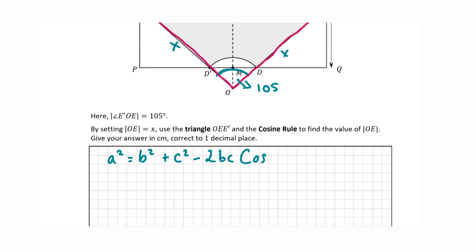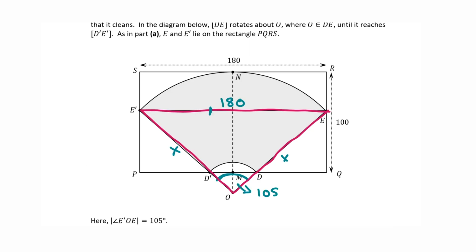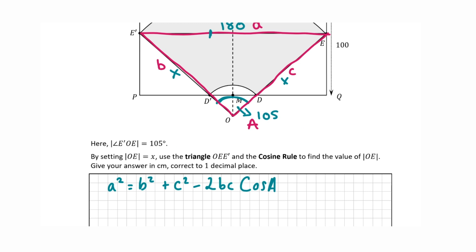So now that we have our formula, all we need to do is label and then sub in. So first of all, we have our angle, which is 105 degrees, which I'm going to label A. The side opposite that will be small a, and then we have our B and our C. So then subbing them into our formula, we're going to have 180 squared is equal to B squared, which is x squared, plus C squared, which is another x squared, minus 2 by B by C, which is going to be x by x, cos A, which is cos 105.